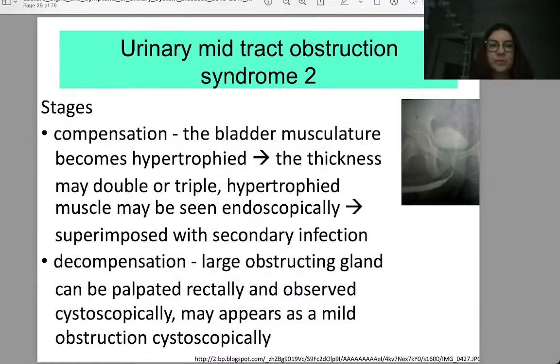Mid-tract obstruction. Stages include compensation, when the bladder musculature becomes hypertrophic. With compensation, the thickness may double or triple. Hypertrophic muscle can be seen endoscopically and it leads to superimposed secondary infection. And the next stage is the stage of decompensation, where a large obstructing gland can be palpated rectally and observed cystoscopically, or may appear as a mild obstruction cystoscopically.